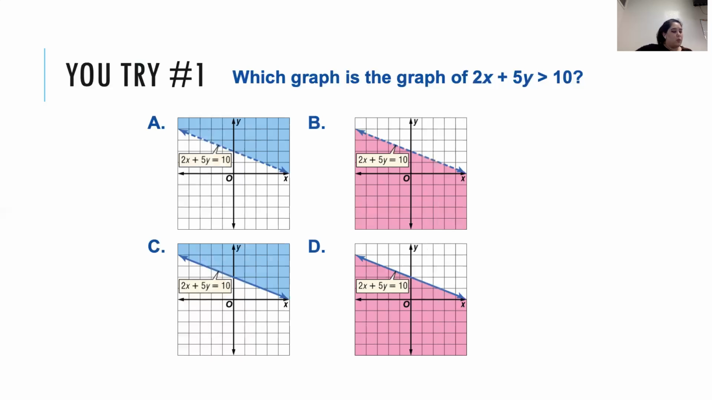So here is You Try number 1: graph 2x plus 5y is greater than 10. All right, so we do have a dashed line because it's a greater than symbol. And we're going to get A because it will be the shaded above region. The difference with A and B and C and D is that A and B are almost exactly the same, except A and B are dashed, C and D are solid. We would have had a solid line if we had the equal to symbol.